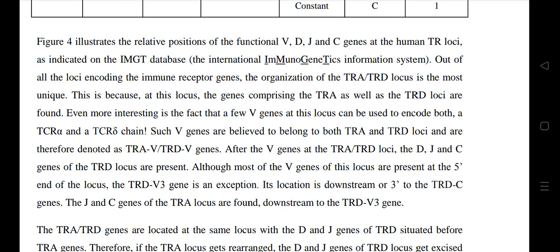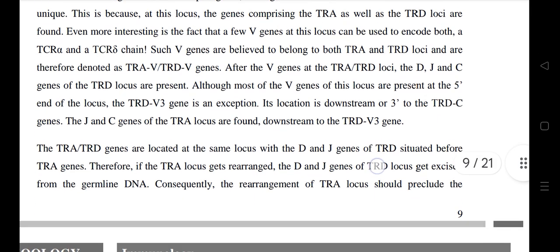After the V genes at the TRA/TRD locus, the D, J and C genes of the TRD locus are present. Although most of the V genes of this locus are present at the 5' end of the locus, the TRDV3 gene is an exception. Its location is downstream, or 3', of the TRDC gene. The J and C genes of the TRA locus are found downstream of the TRDV3 gene.